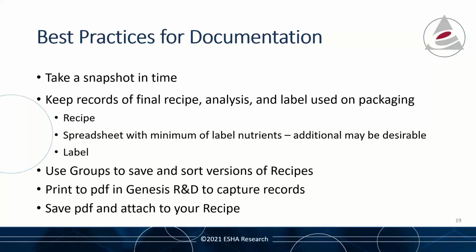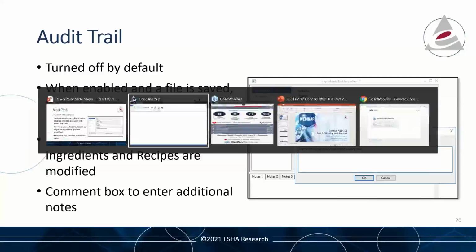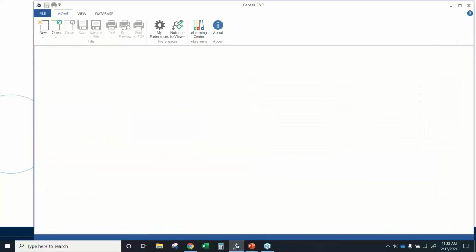One thing that I might do is save a copy of the recipe, the spreadsheet, because that's giving me the details of each ingredient that I've used and their nutrient information at that point in time. And then I might use the label display and save all of those as a PDF and save that back to the recipe file. So I'll show you how to do that in Genesis. So now I'll move over to Genesis and we'll take a look at some of these features.